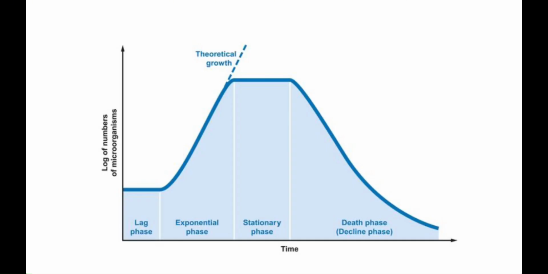This is the growth curve. You can see here the log of number of microorganisms is plotted against time. First you can see there is the lag phase, then the exponential phase or the log phase, then comes the stationary phase and finally the death phase or the decline phase. Now let's discuss each of the phases in detail.